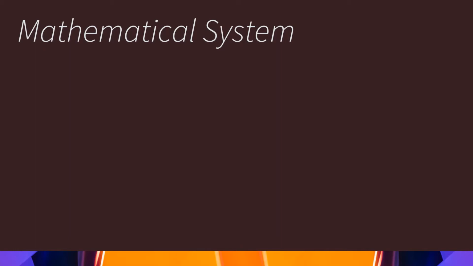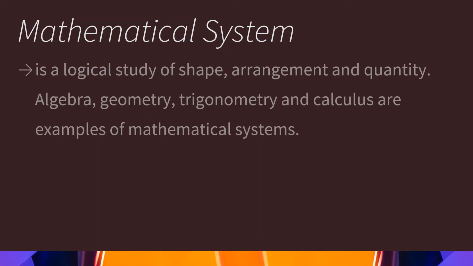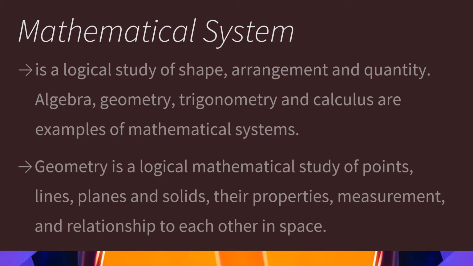Now, let's talk about the mathematical system. Mathematical system is a logical study of shape, arrangement, and quantity. Algebra, geometry, trigonometry, and calculus are examples of mathematical systems. So geometry is a logical mathematical study of points, lines, planes, and solids with their properties, measurement, and relationship to each other in space.